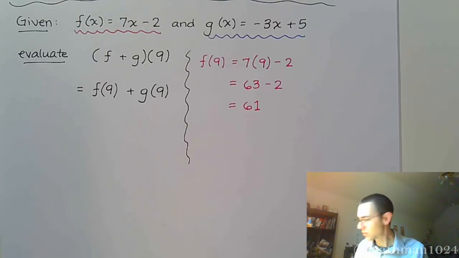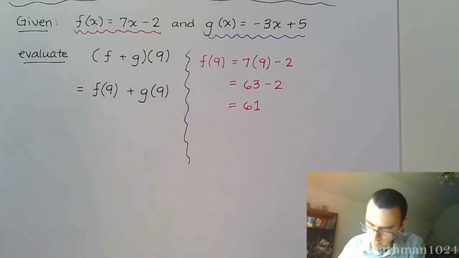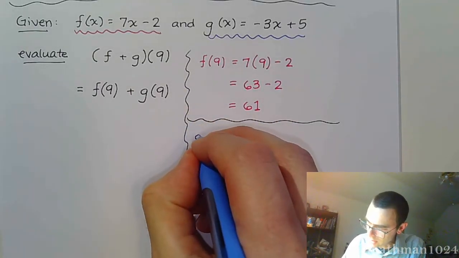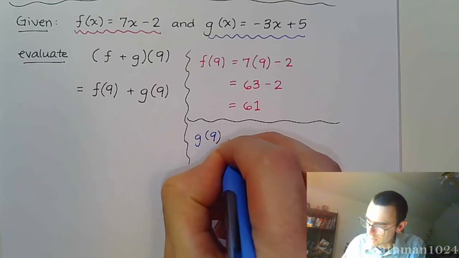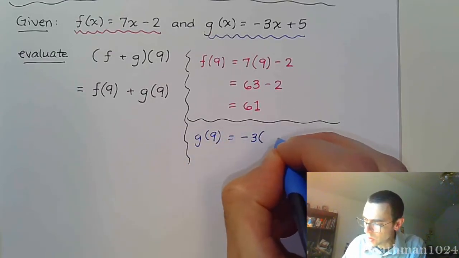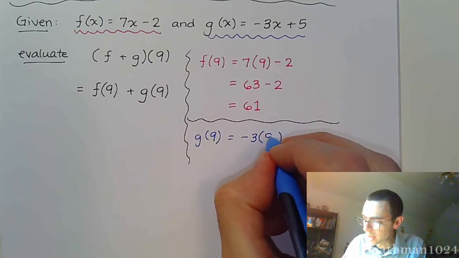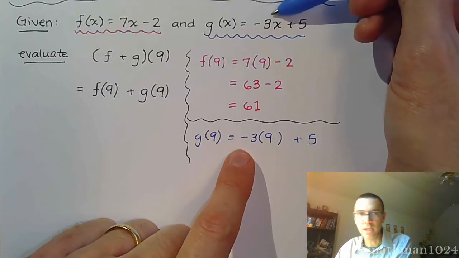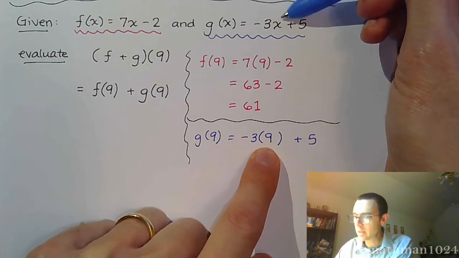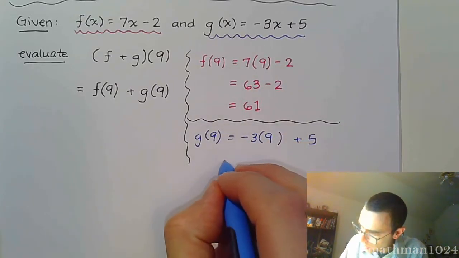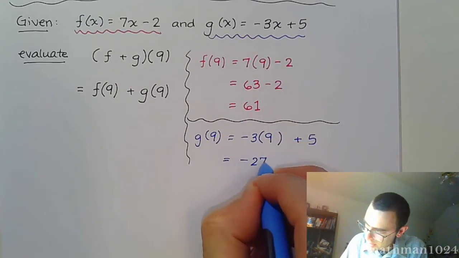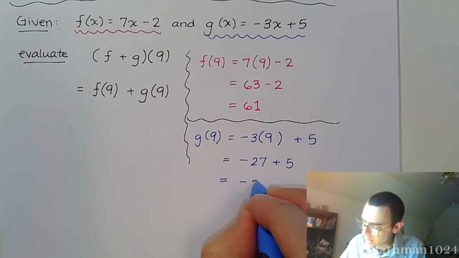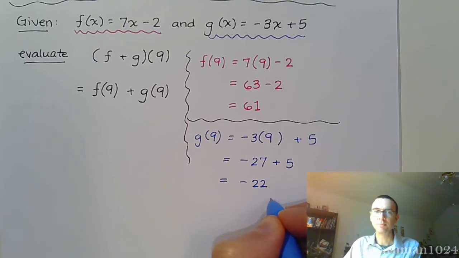But now we need to go to the other side of this and figure out g(9). So using my blue pen, g(9) is equal to negative 3, and use parentheses when you do that substitution. Plug in 9 and then plus 5. Make sure that you have everything written: you've got your negative 3, x has become 9, plus 5. Now we do the order of operations, so that's negative 27 plus 5, and these combine to give me negative 22.